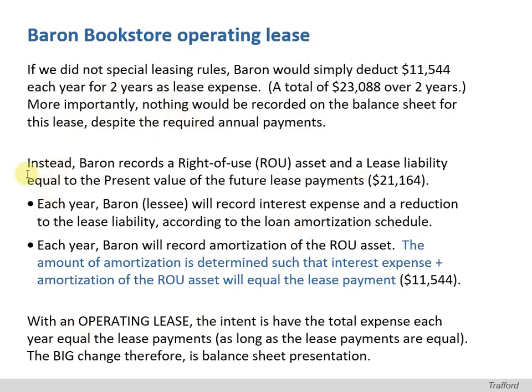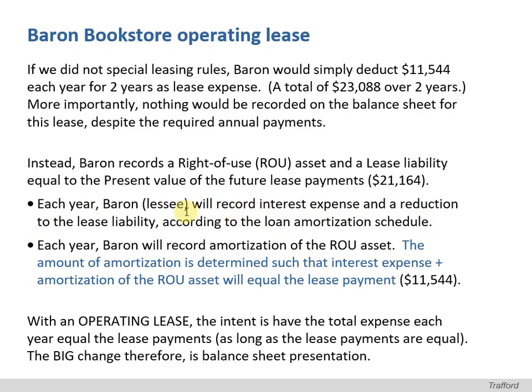Here's how Barron will actually do the accounting for this lease arrangement. They will record a right-of-use asset and a lease liability equal to the present value of these 2 annual lease payments. The present value of these 2 payments, we'll see in a moment or two, turns out to be $21,164. Then each year, they'll record interest expense and a reduction to the lease liability according to a loan amortization schedule that we'll prepare together in a couple of minutes.